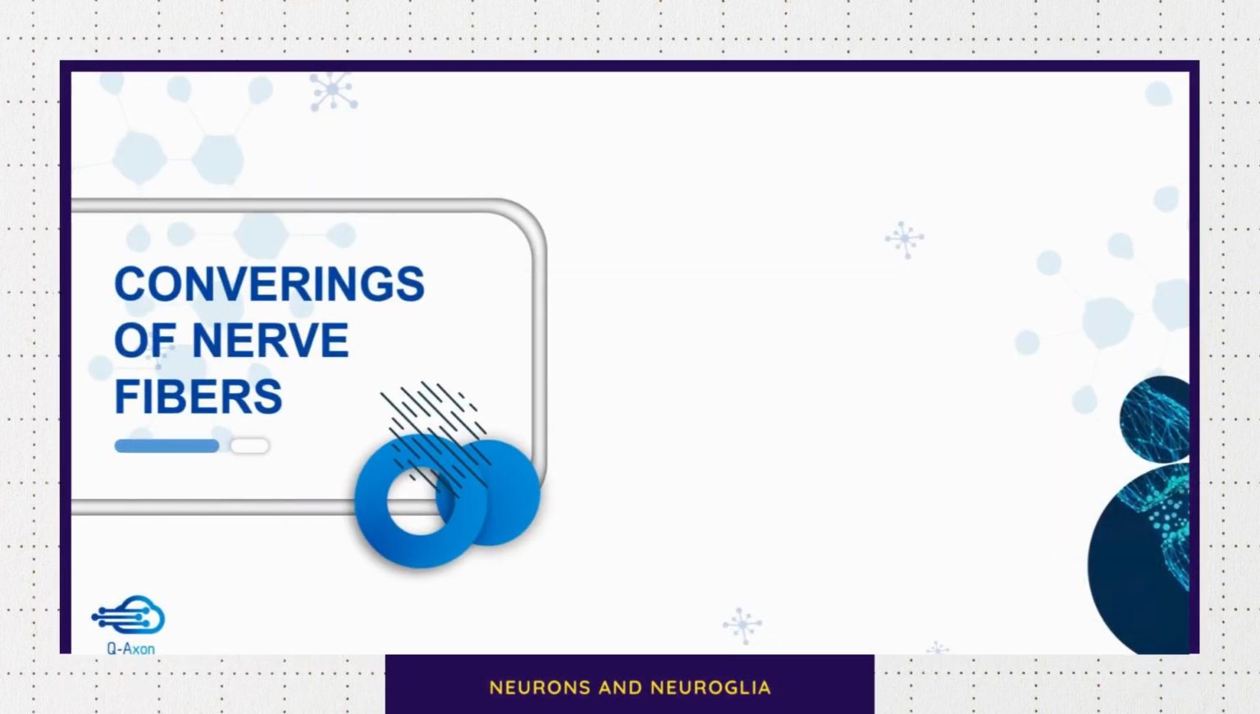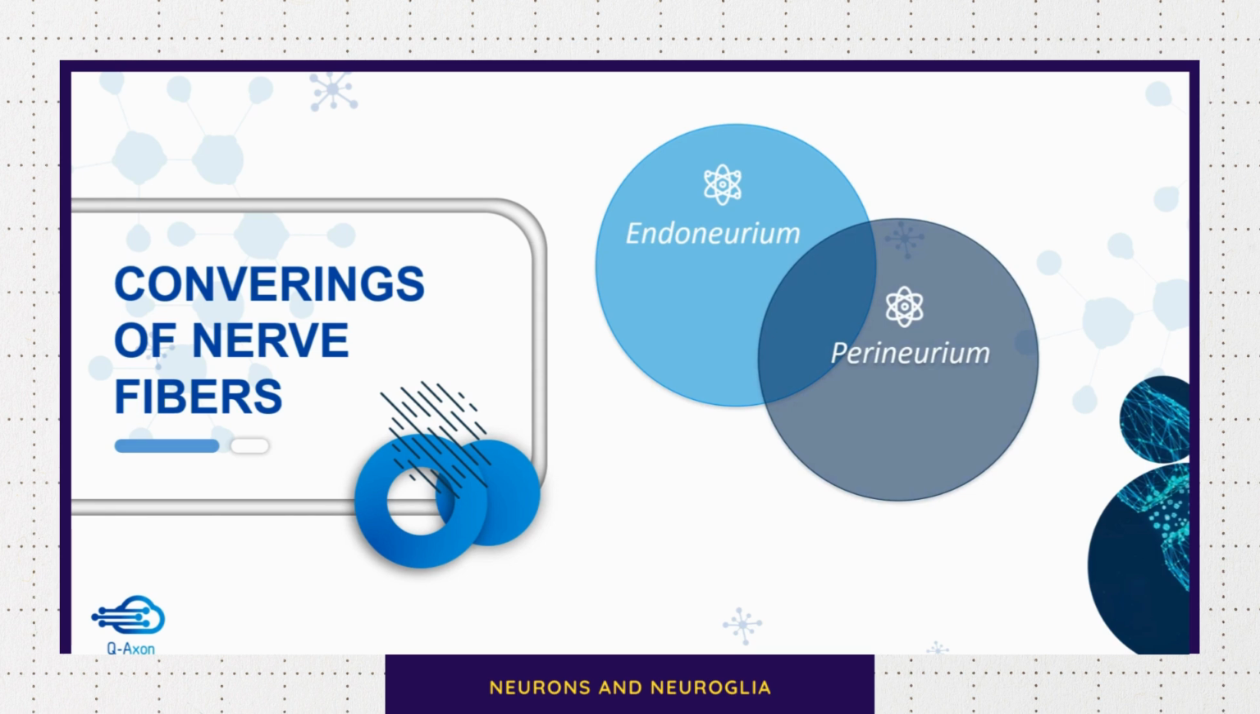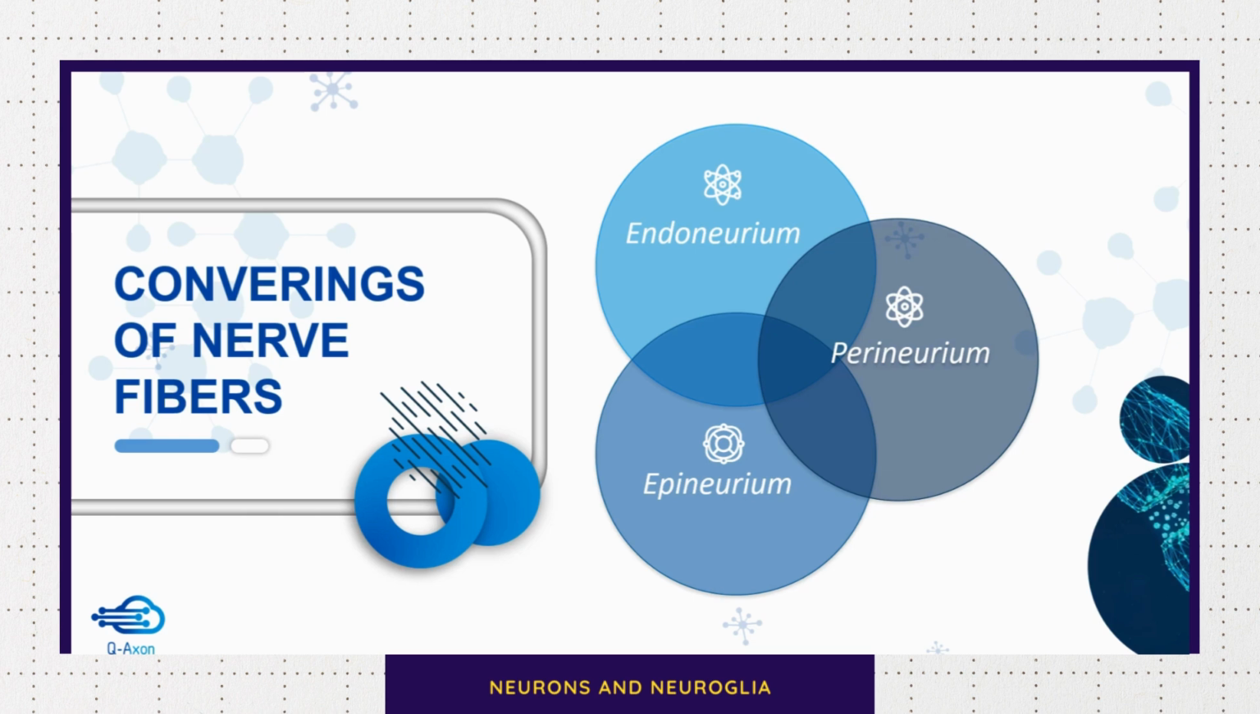Now, the neuron, which serves such important functions, is encased in three connective tissue sheaths. The innermost layer is called the endoneurium. The next layer is the perineurium, and the outermost layer is the epineurium.